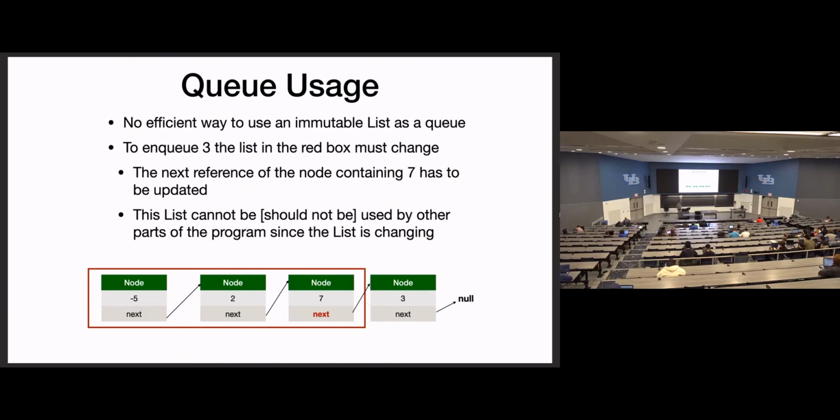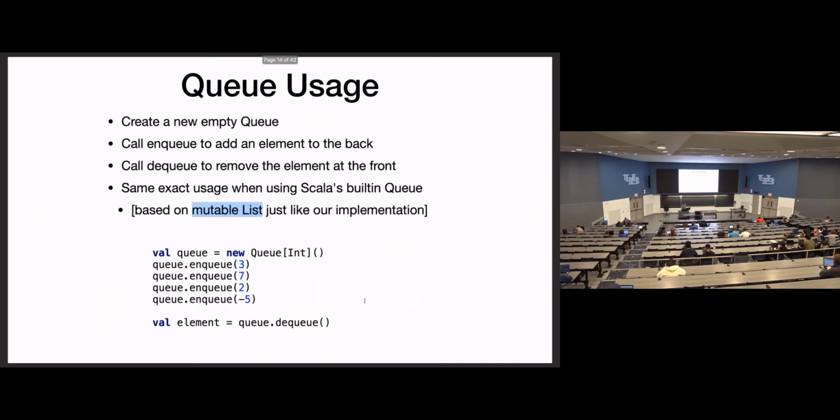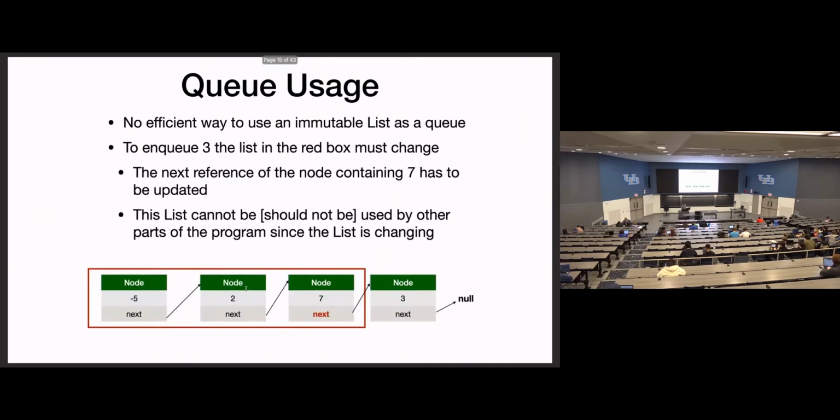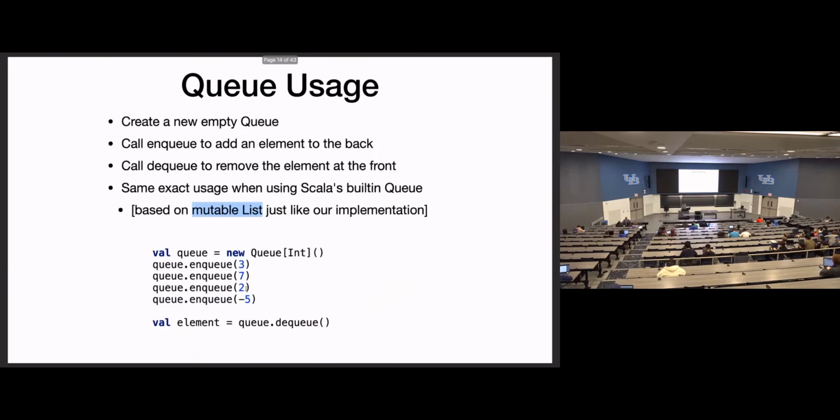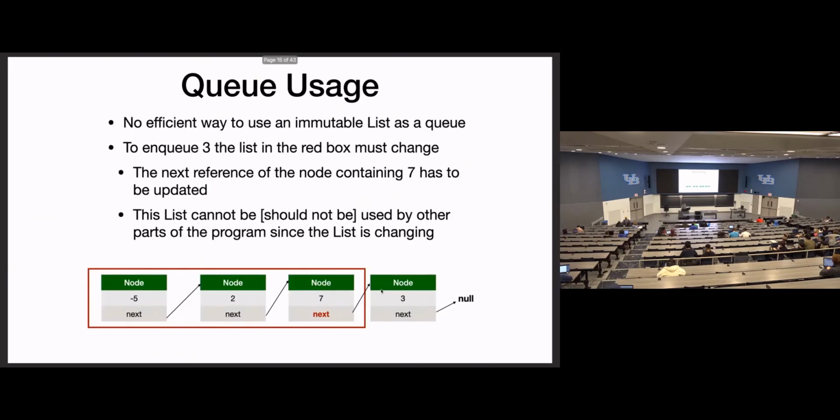Let's visualize this thing. So let's talk about when we enqueue 3. It's not the order I did this in. Damn it, Jesse. I have that backwards. That should be -5 at the end and 3 at the front. But when we enqueue 3, I have the original list in the red box again. This is the list before we enqueue 3, where 7 is going to refer to null. Its next is going to be null.